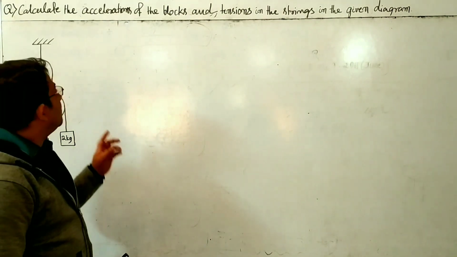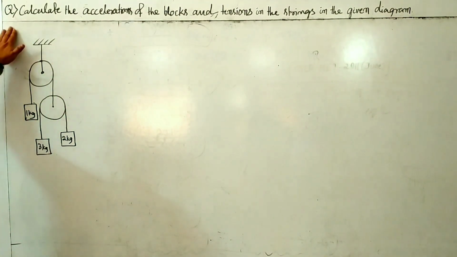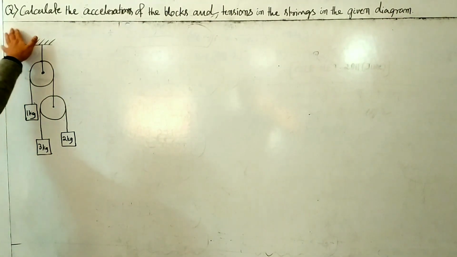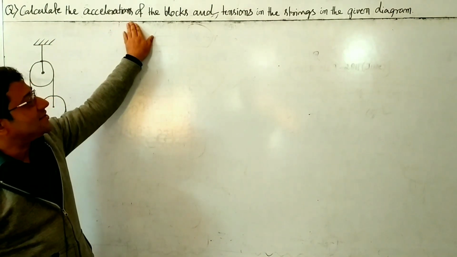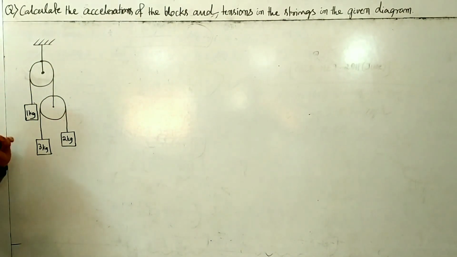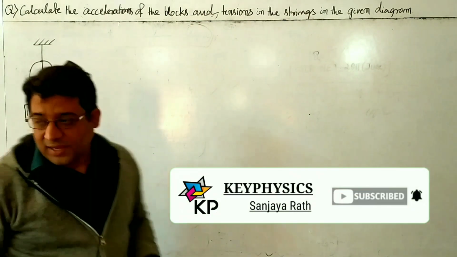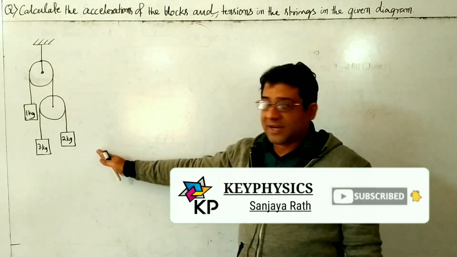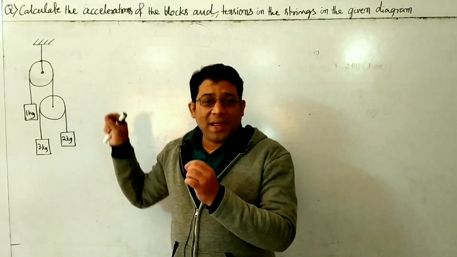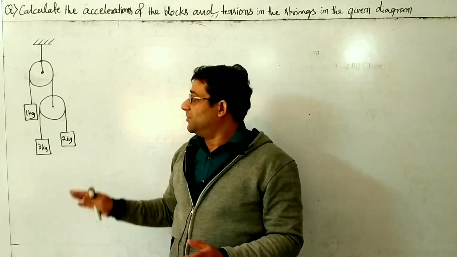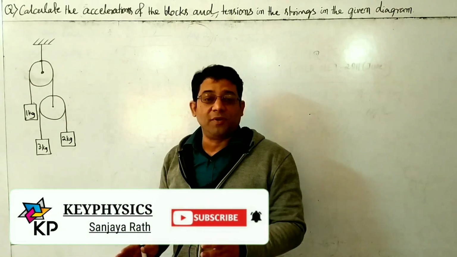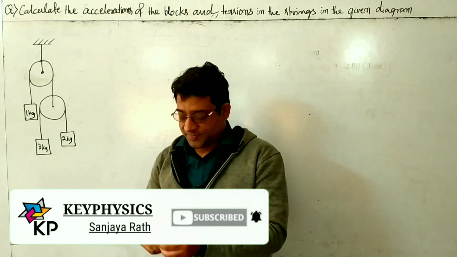Hello students, today's topic of discussion is... I have written a question over here. Calculate the accelerations of the blocks and tensions in the strings given in the diagram. Now don't accept this as a single question. I will tell you a trick also, a very good concept lies over here, and applying that, any problem related to fixed pulleys and movable pulleys can be solved using this trick.